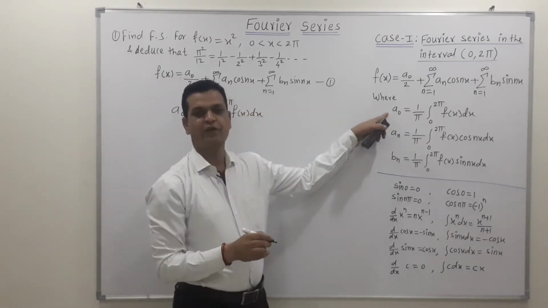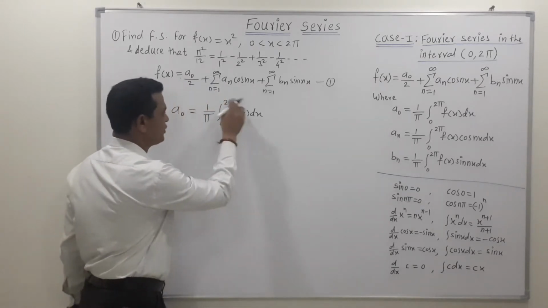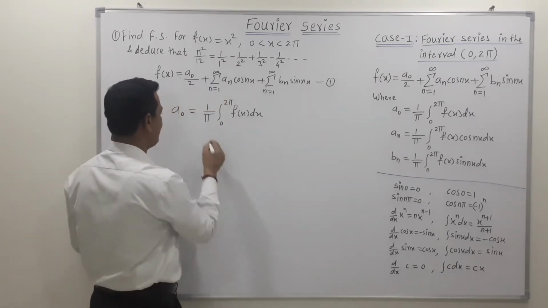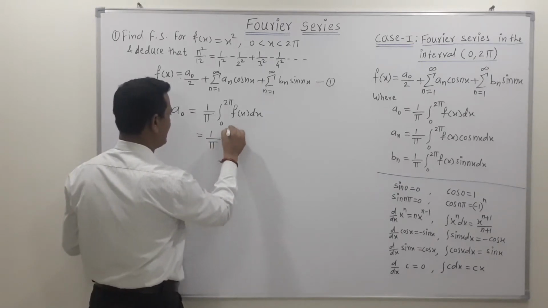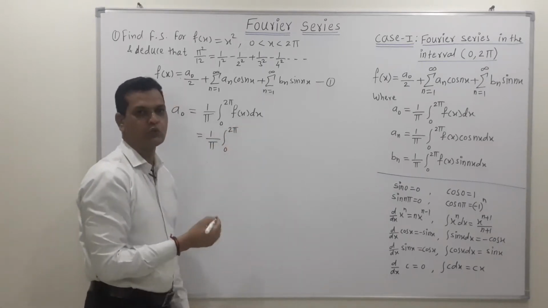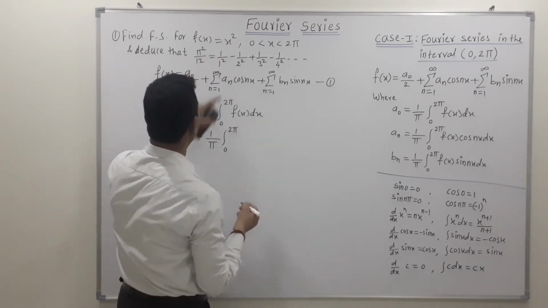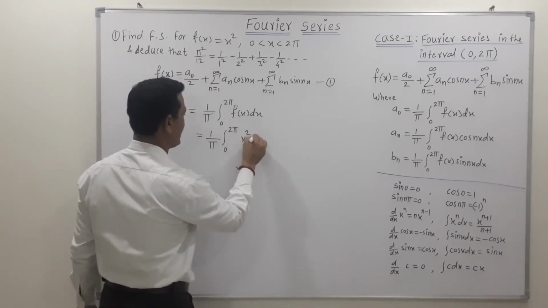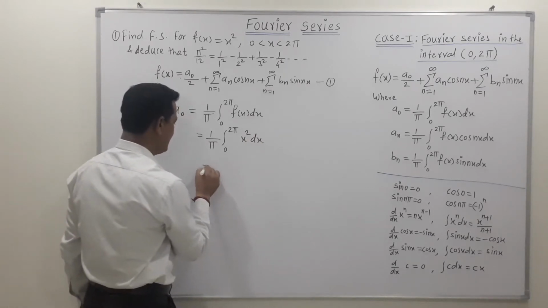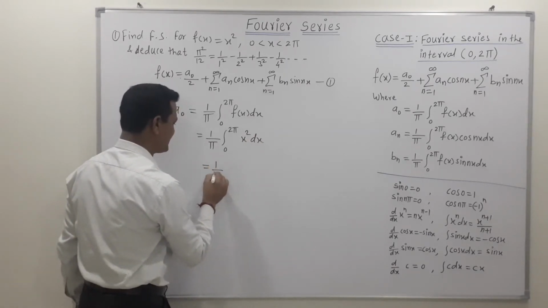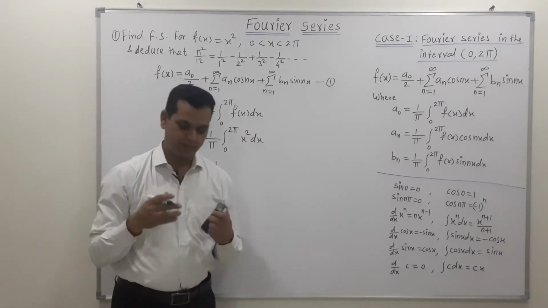So according to this formula, now friends, put the value of f of x here. If we put the value of f of x, then we get 1 upon pi, integration 0 to 2 pi, where the value of f of x is given here, which is x square into dx. So we can easily find the value of this integral.